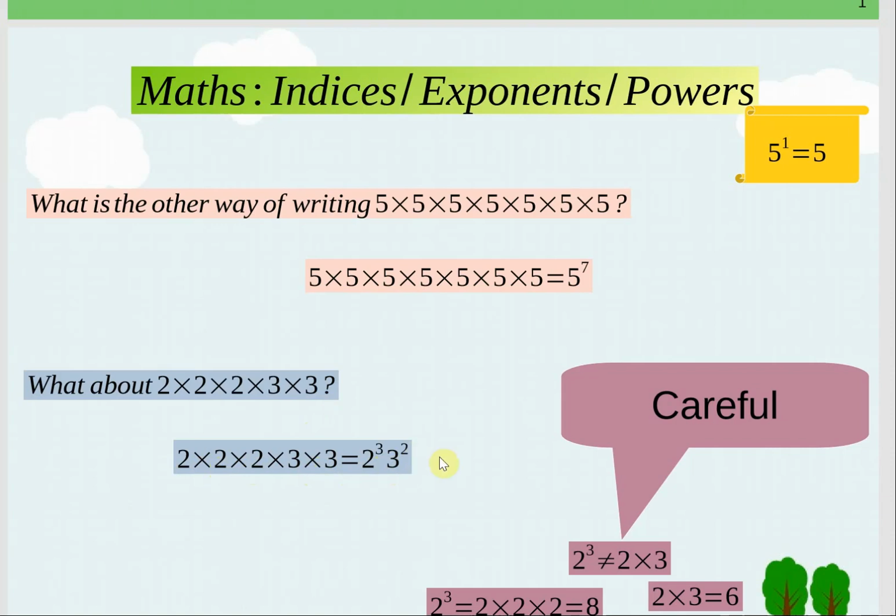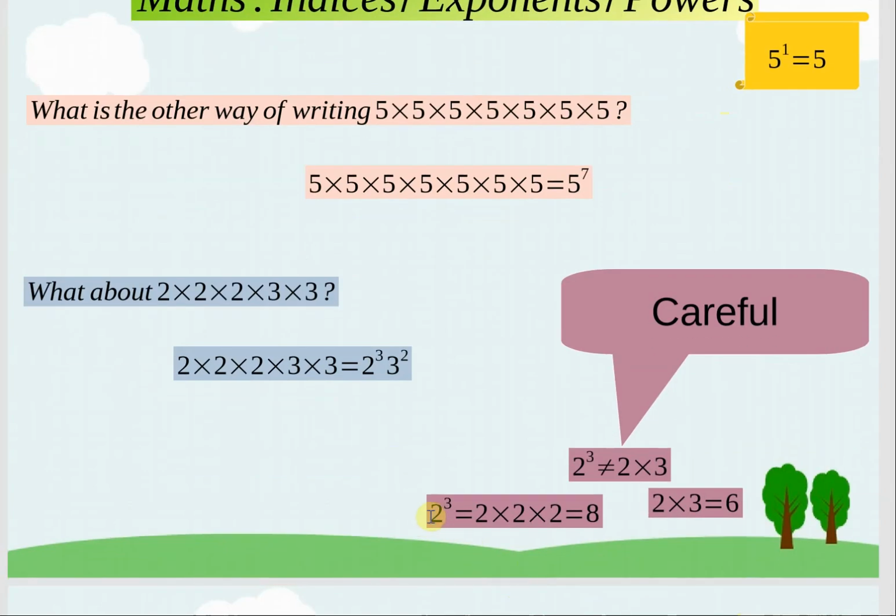Just a word of caution, I want to say that 2 raised to 3 is not equal to 2 times 3. 2 times 3 is 6, and 2 raised to 3 is 2 times 2 times 2, and it's equal to 8.